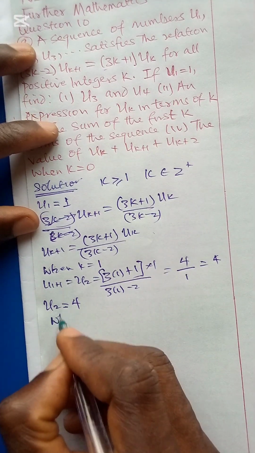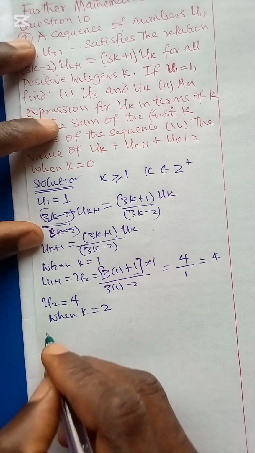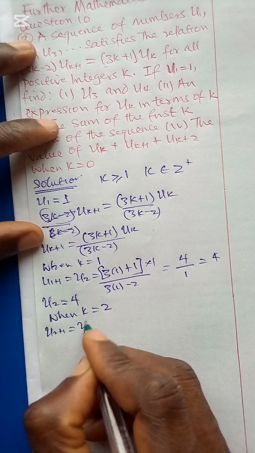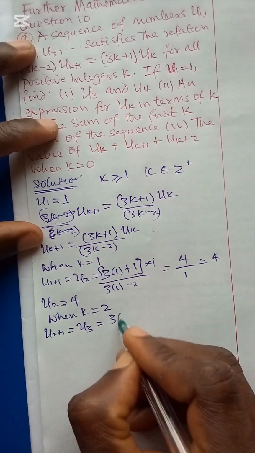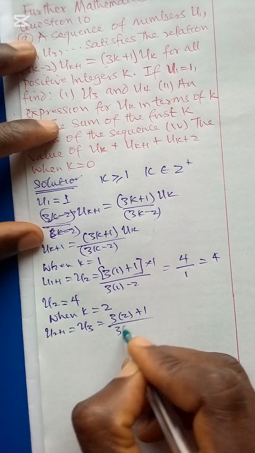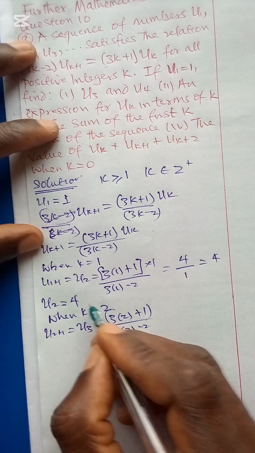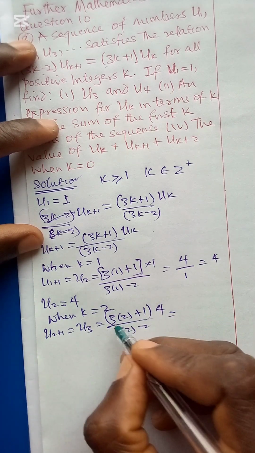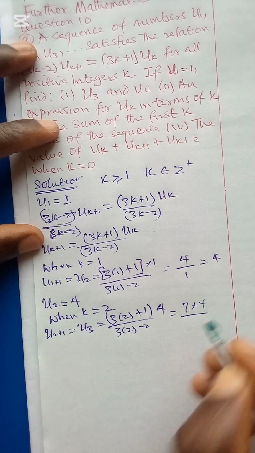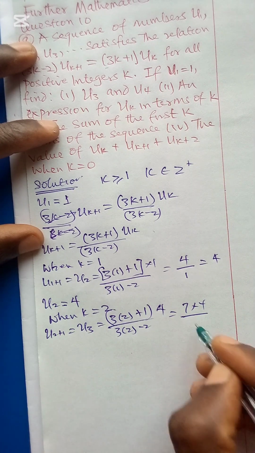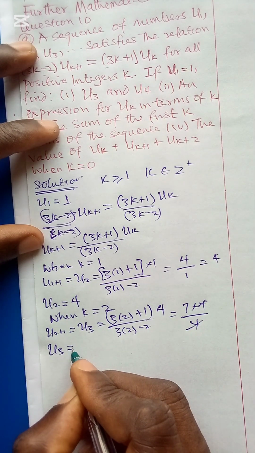What about when k is equal to 2? I'm going to do the same thing I did in the first case. So u_(2+1) will now give me u3, the third term. And it gives us (3 times 2 plus 1) over (3 times 2 minus 2). Let's remember that this is u_k, that is u2 now, and u2 is 4, giving us 3 times 2 is 6, 6 plus 1 is 7, 7 times 4 here. 3 times 2 is 6, minus 2 is another 4. This and this will cancel. Therefore, u3 is equal to 7.